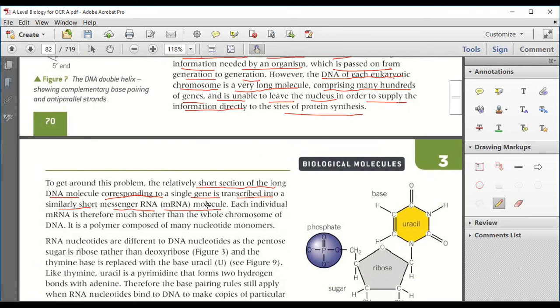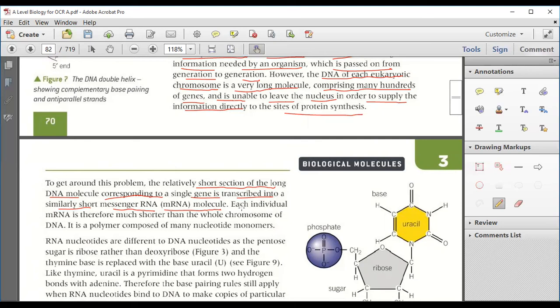Now suppose we are studying, and we are not able to move to each other's house because you are in London and I am here, so we can't move to each other's house. So how are we studying? We are studying with the help of Zoom. We could study with the help of some other thing. Clear? In the same way, the long chromosome is not able to move from the nucleus to the site of protein synthesis. So this problem is solved by a relatively short section of the long DNA molecule, corresponding to a single gene, being transcribed into a similar short messenger RNA, known as the mRNA molecule. Clear?